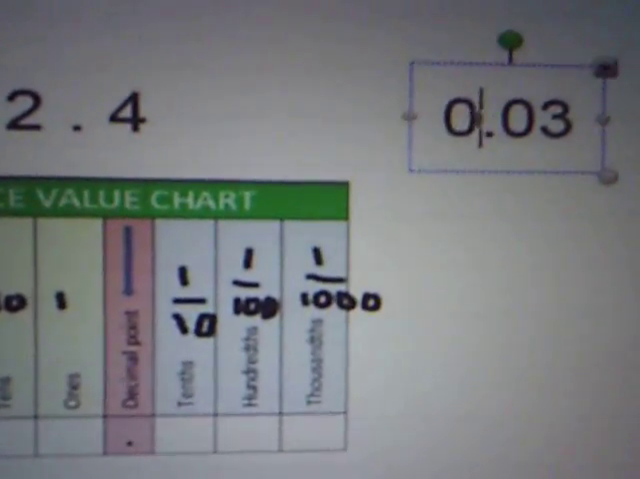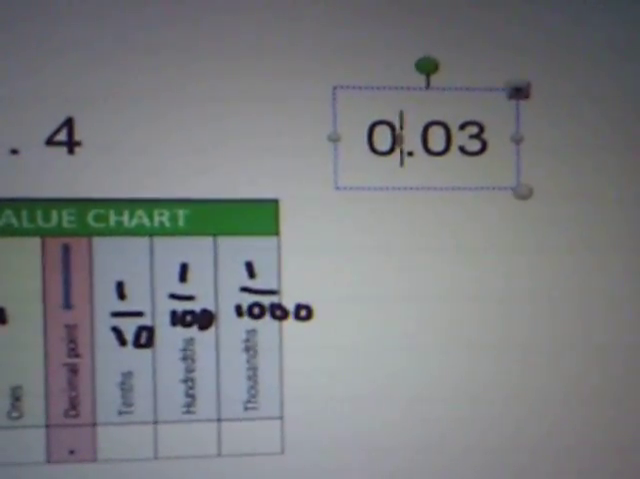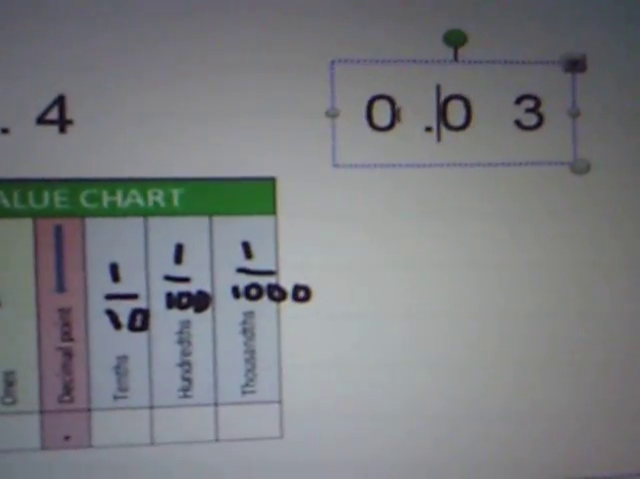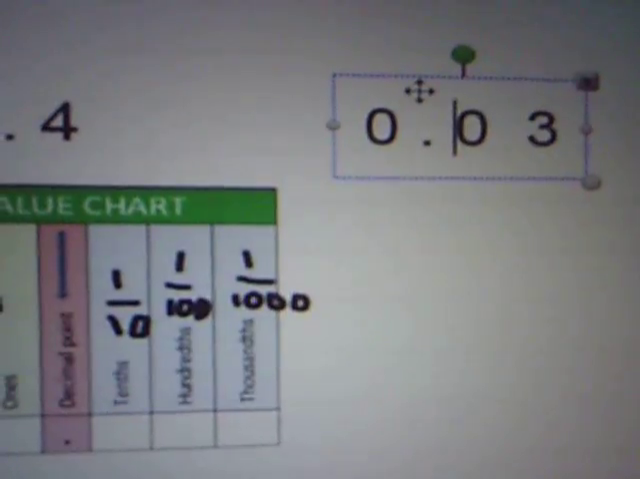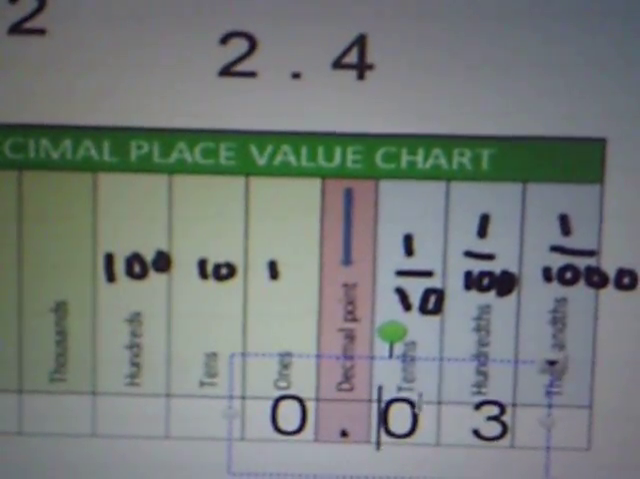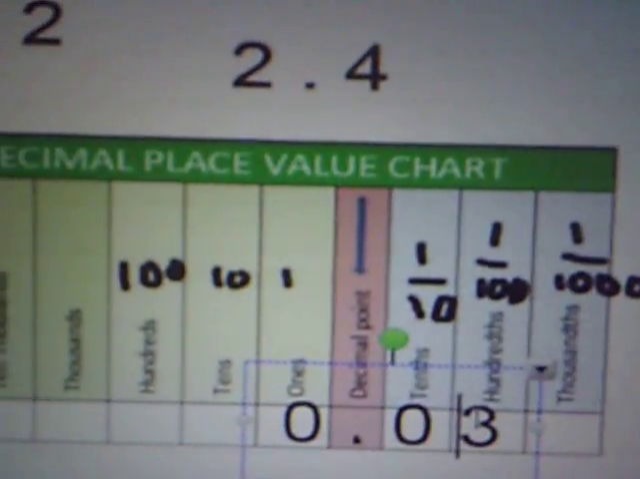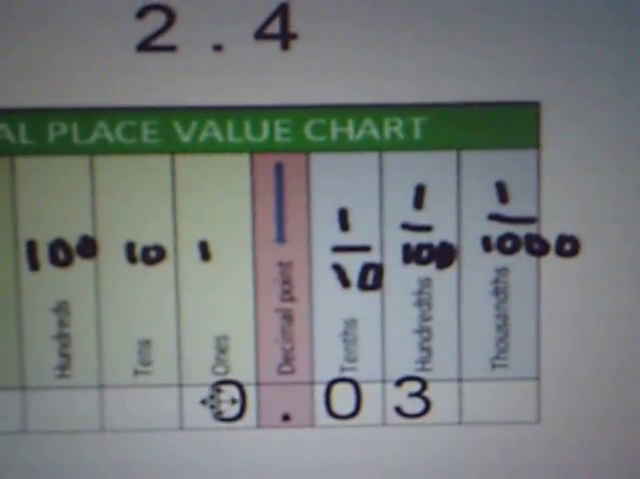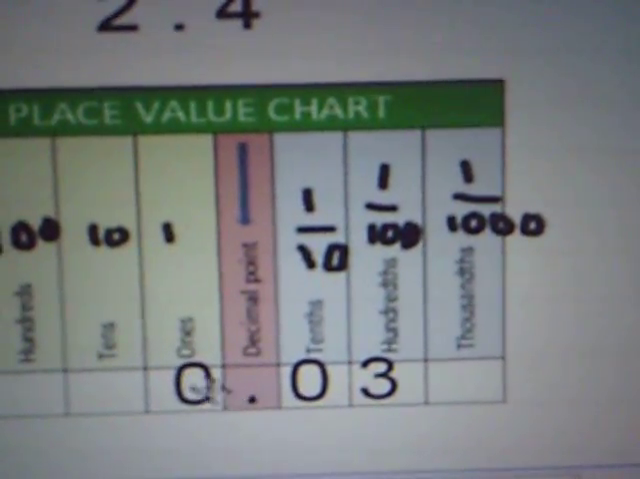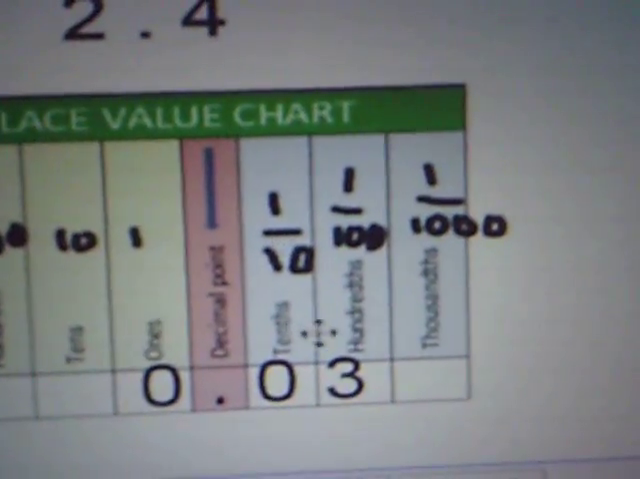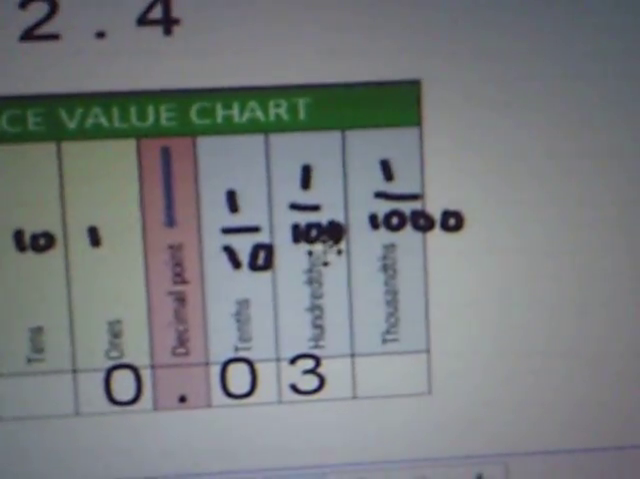Okay? Let's talk about this number here, 0.03. Okay? Put that in our place value chart. And we'll see that we have 0 in the ones place. The decimal point lines up. 0 in the tenths, and 3 in the hundredths.